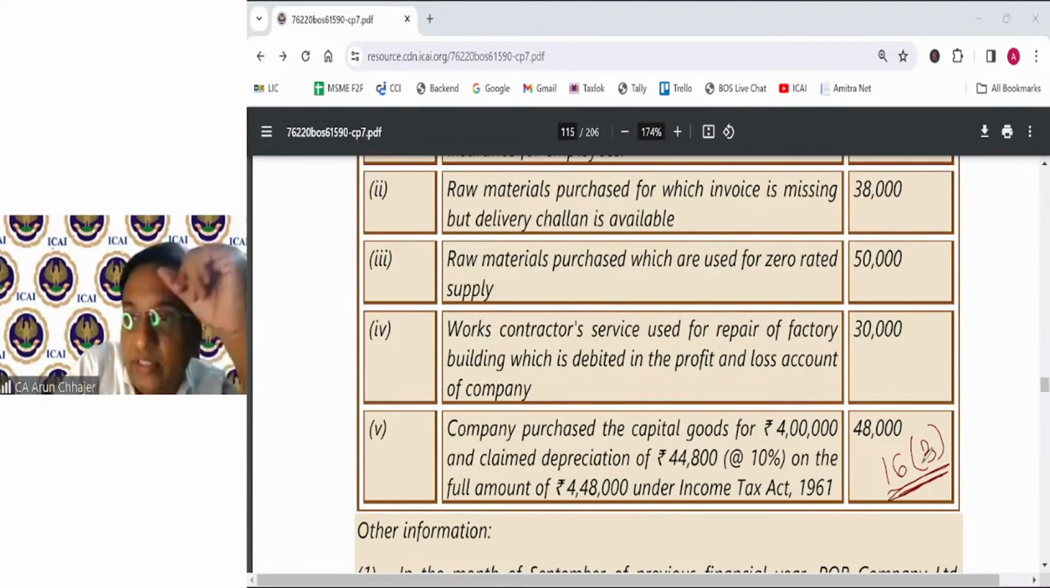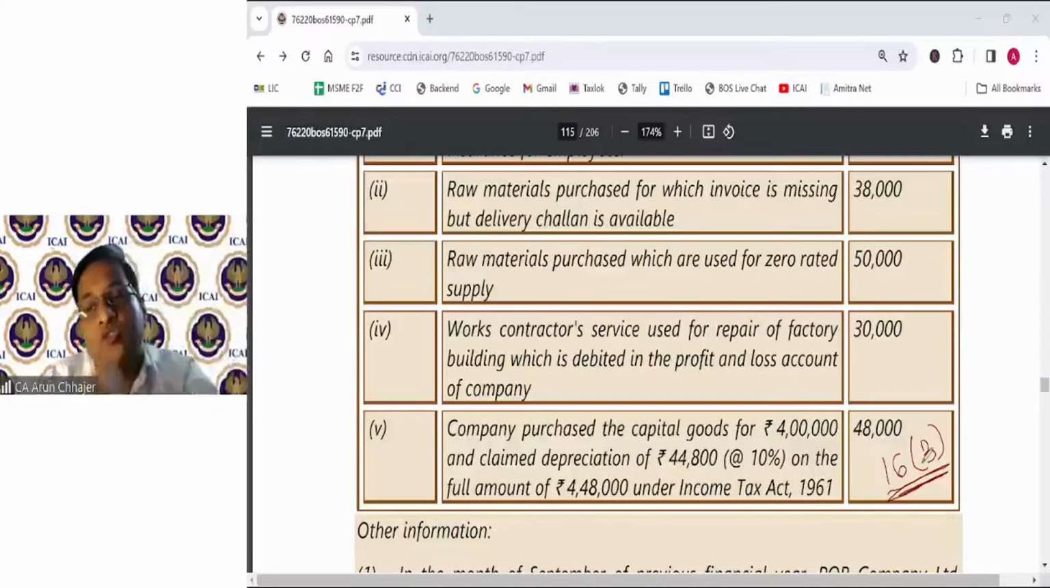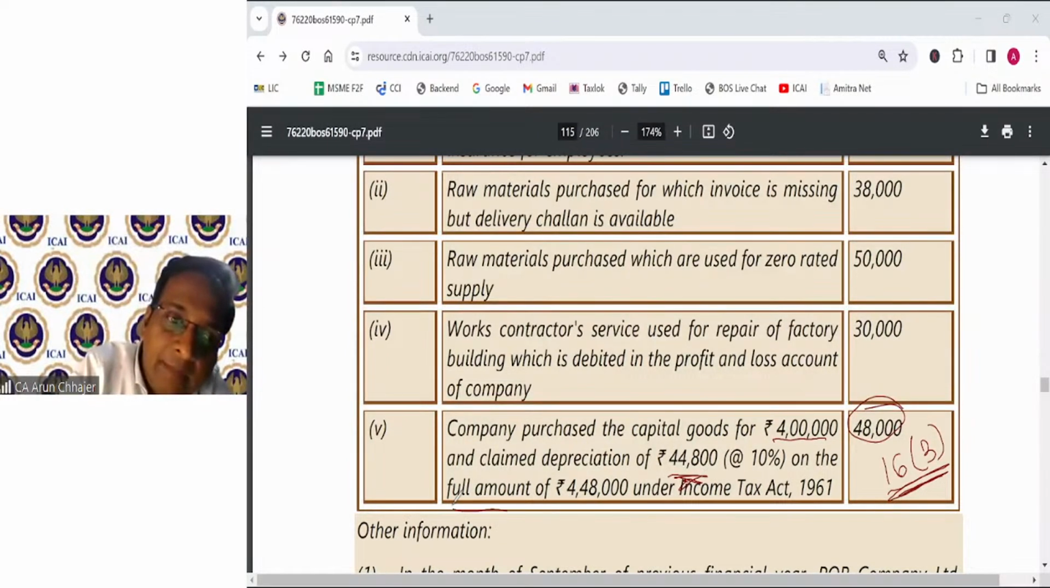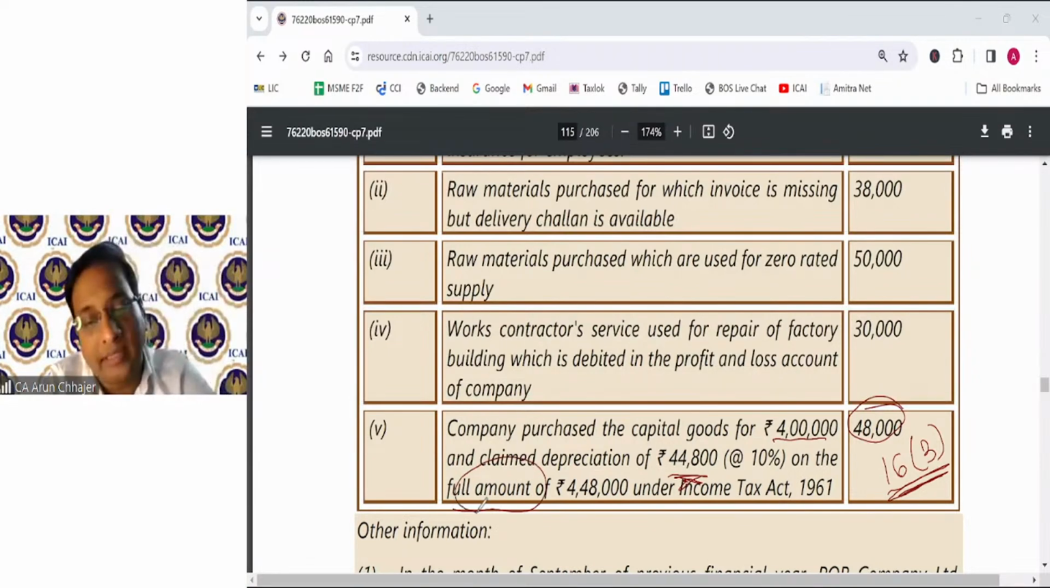Section 16 subsection 3 says that if you're charging the depreciation on the tax part also, because it is a taxable value, but depreciation is not 40,000. Depreciation is 44,800. Why? Because they've claimed the depreciation on full amount. Therefore, the ITC of the 48,000 is not available. Section 16 subsection 3 of CGST Act.